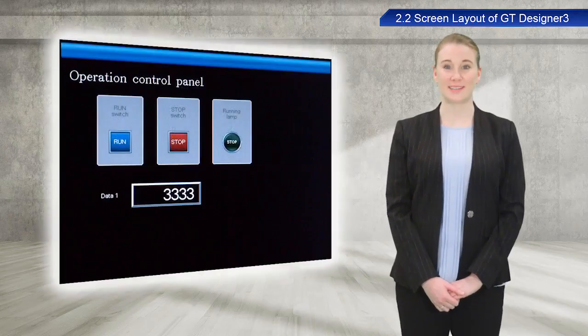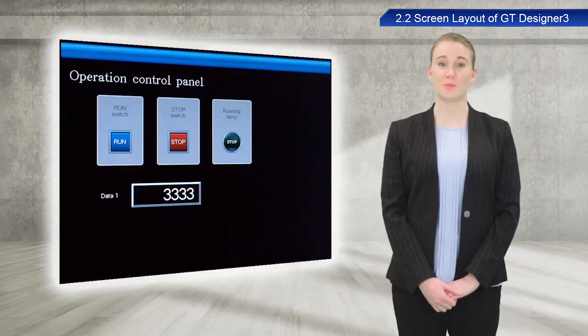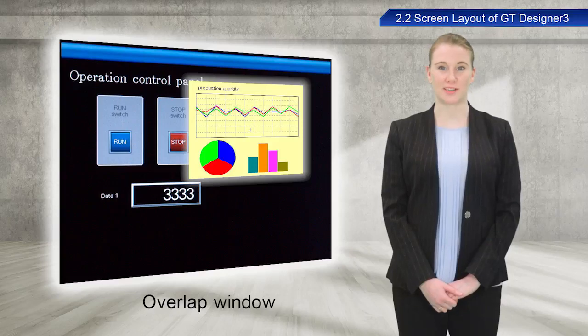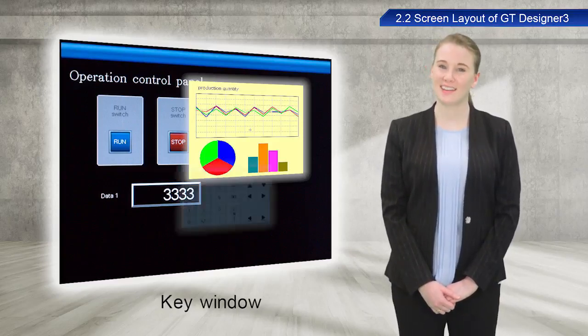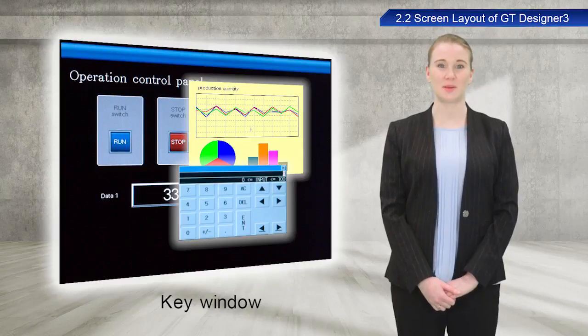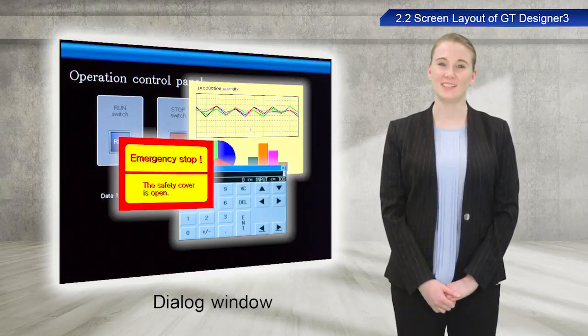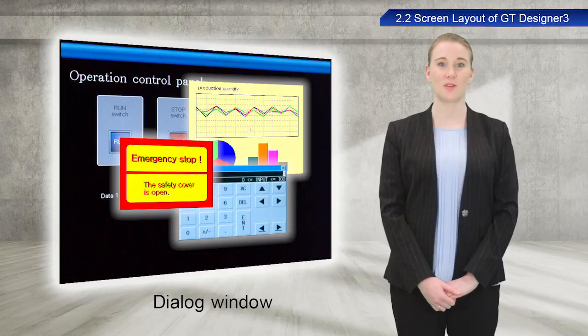In addition to the base screen, there are other screens that provide different functionality. Overlap windows that appear as a pop-up over the base screen. Key windows used for numerical input. Dialog windows that appear on top of all other windows and are used to display errors and warnings.